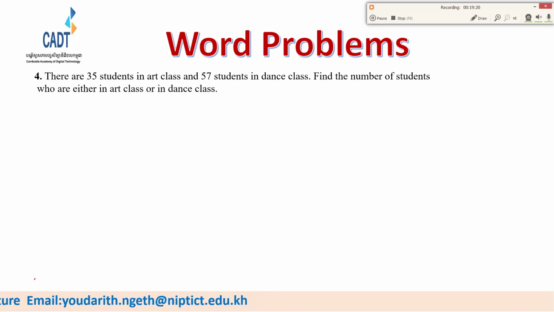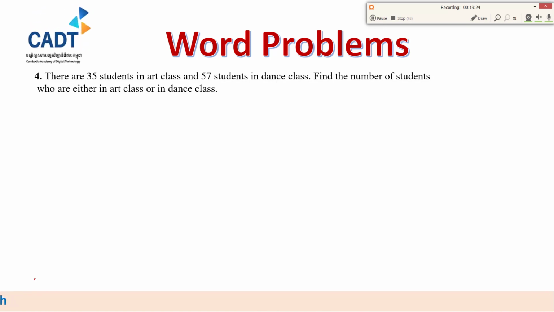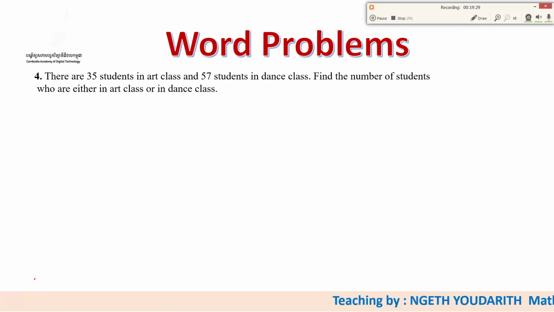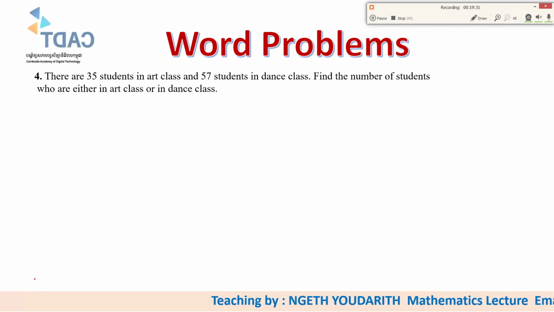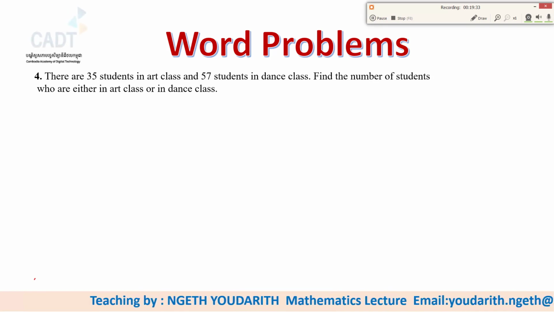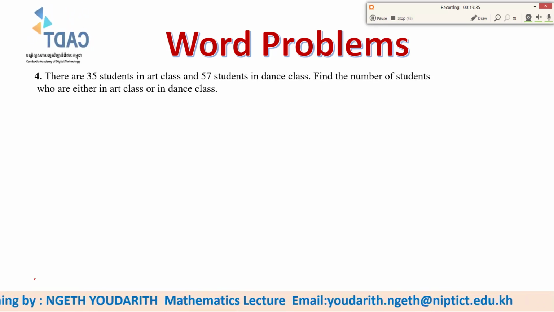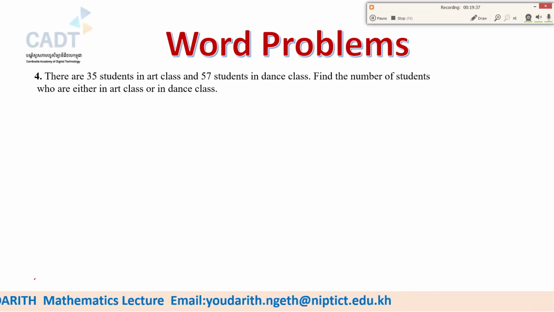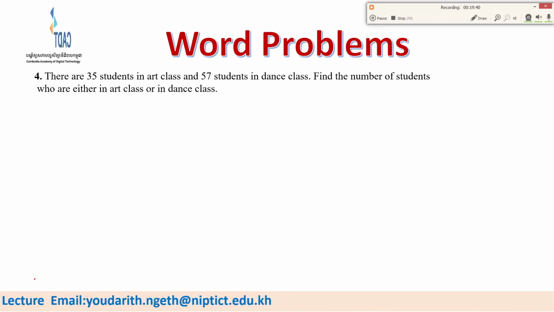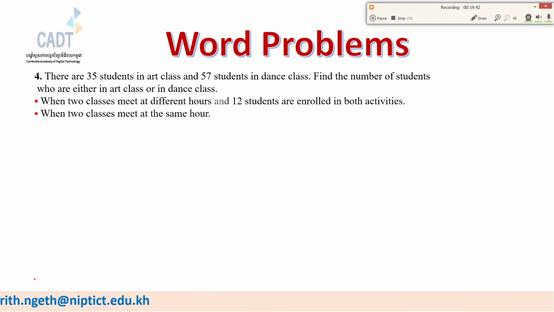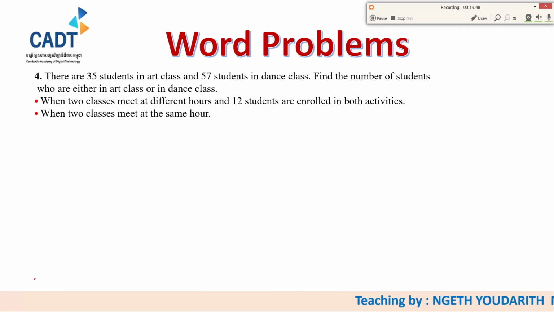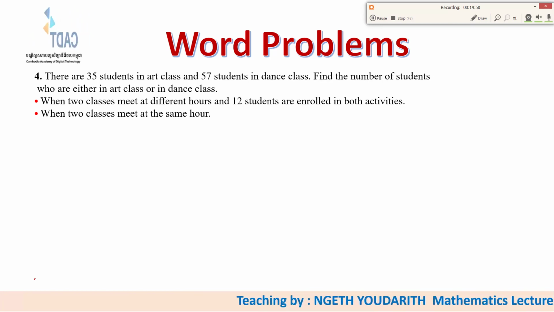So now we want those who are either in art class or in dance class. Find the number of the students who are either in art class or in dance class. When the two classes meet at different times and 12 students are enrolled in both activities.